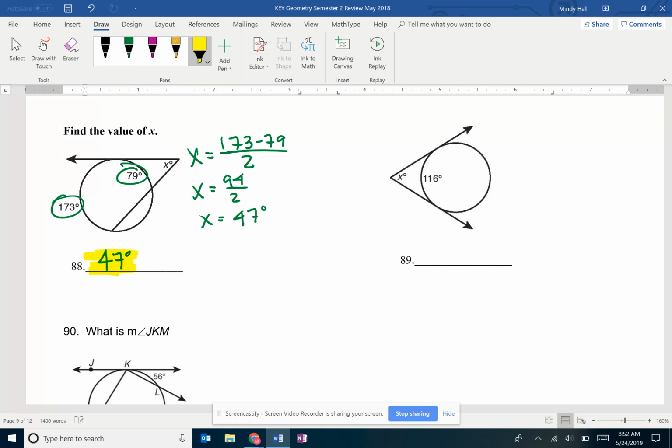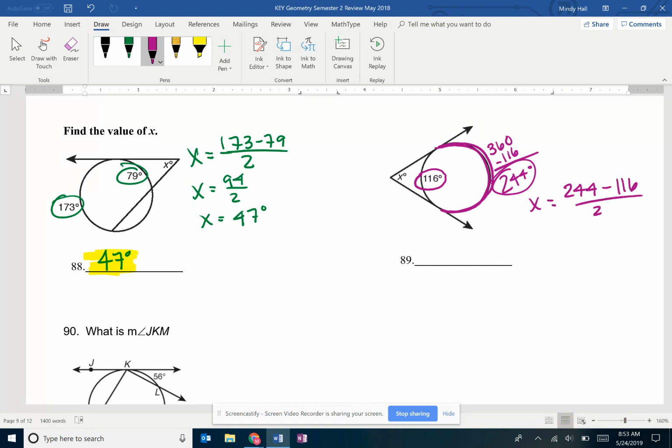For 89, I'm going to have to subtract again, but I notice that I only have given one arc. So to get this arc measurement right here, you would do 360 minus 116, and that gives you 244 degrees. So then you're going to be subtracting these two arc measurements, 244 and 116. So x equals 244 minus 116 divided by 2. 244 minus 116 is 128, and divided by 2 is 64 degrees.